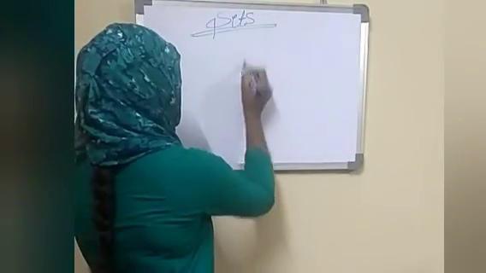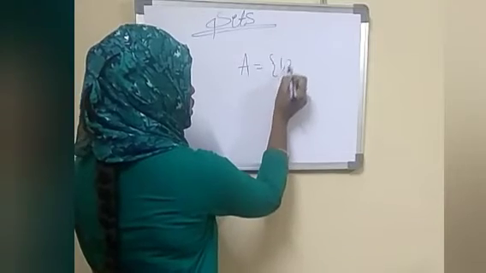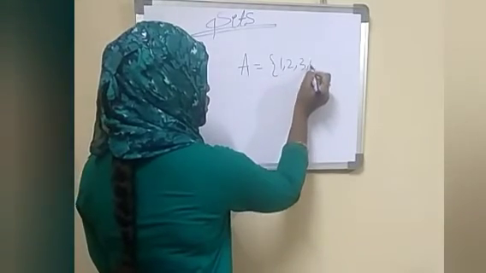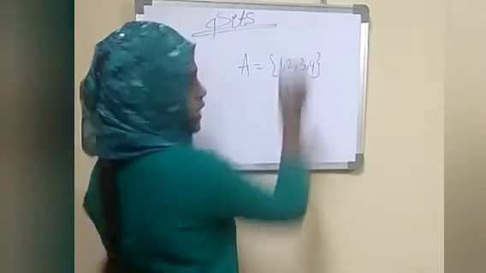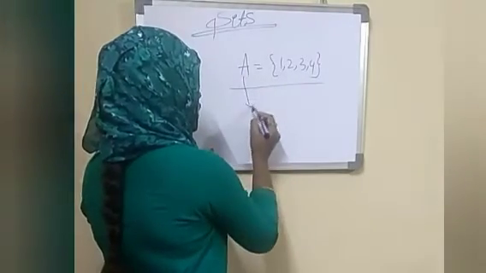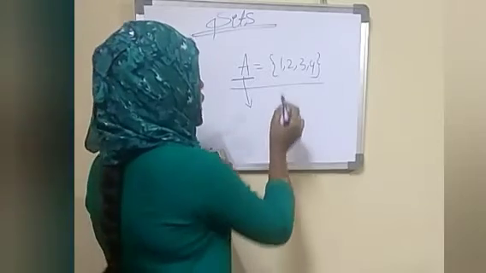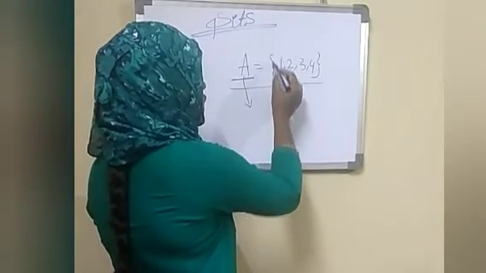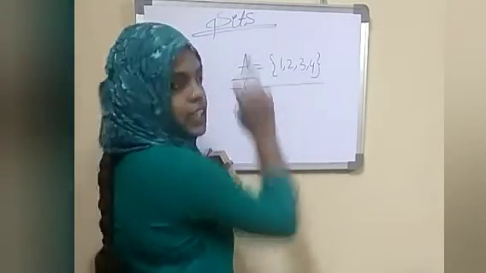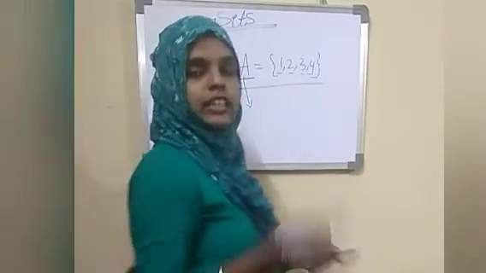Let's see one example. A is equal to {1, 2, 3, 4}. Completed. This is a set. What are we giving here? A is the name of the set, and we are denoting the set with flower braces, and these are the elements which belong to the set.